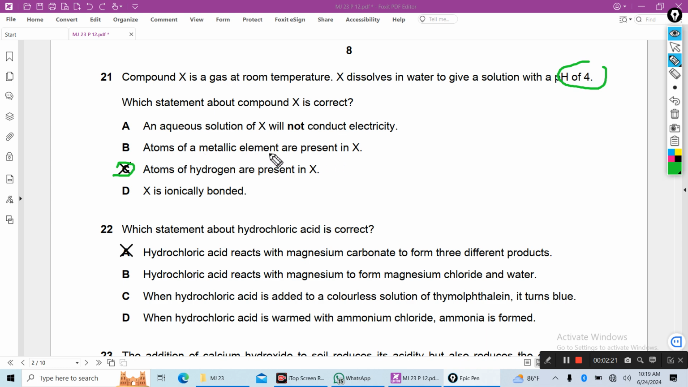Atoms of metallic element are present in X. No, if metal is present, that reacts with water to produce an alkaline solution, pH will be more than 7. So this is wrong. X is ionically bonded, this is also wrong.